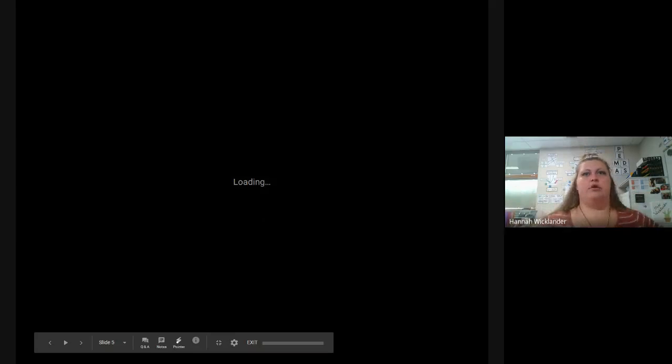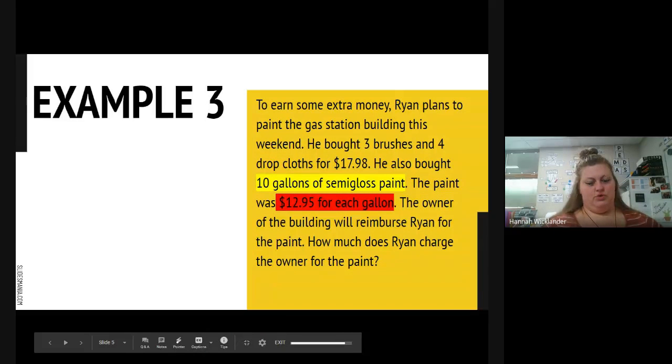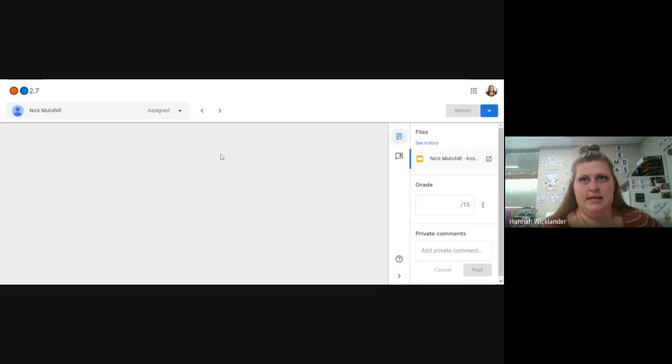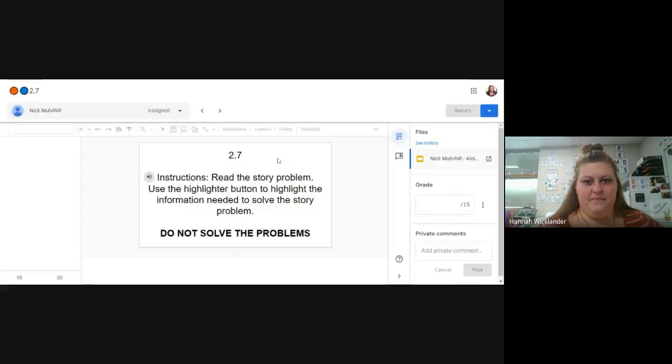So for your assignment, you're going to have story problems like this to go in and do the same thing. So you're going to highlight it. So let me show you how to highlight things really quick, since it's a little bit different for you guys. Okay, so this is the student view.